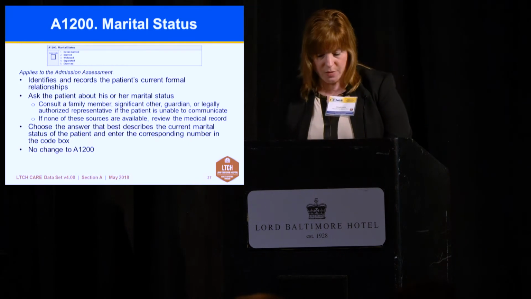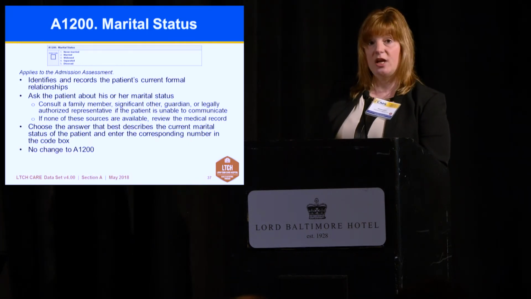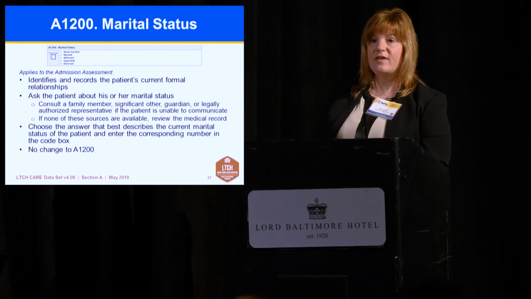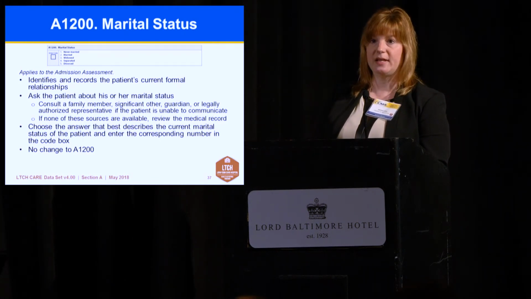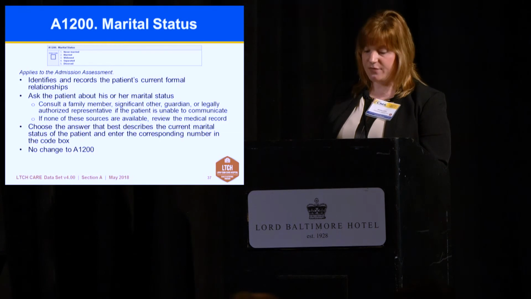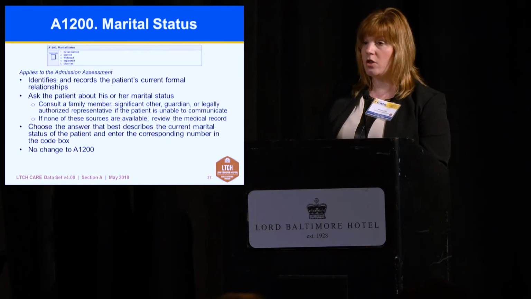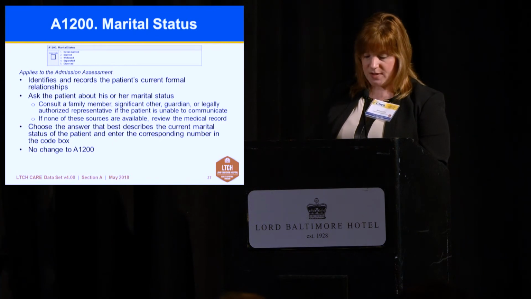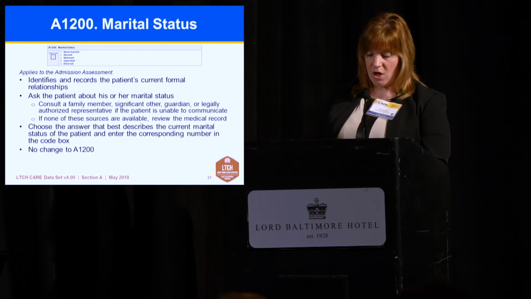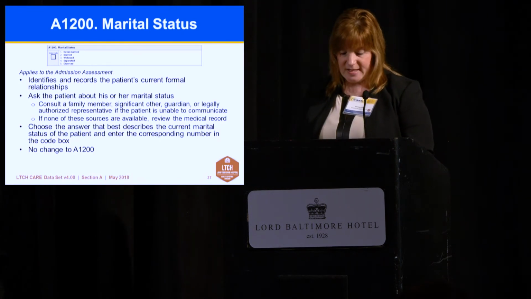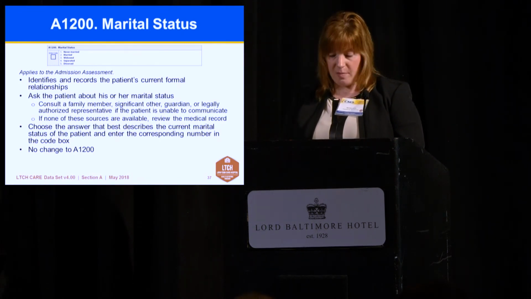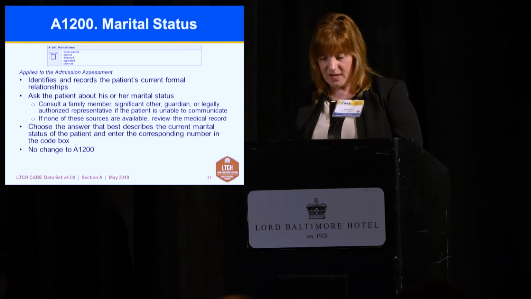Section A1200, marital status, is an unchanged section. Identifying formal relationships of a patient is important for discharge planning. The categories for this item are designed to be mutually exclusive. In other words, we don't want a person in one group to also be categorized in another group. Please choose the answer that best describes the current marital status of the patient for this item.